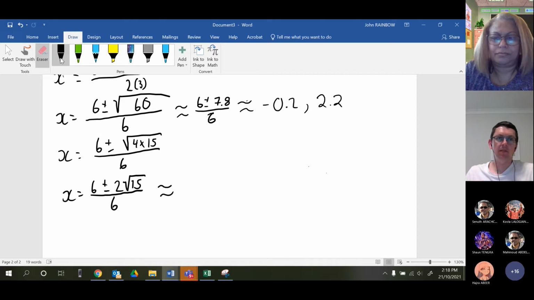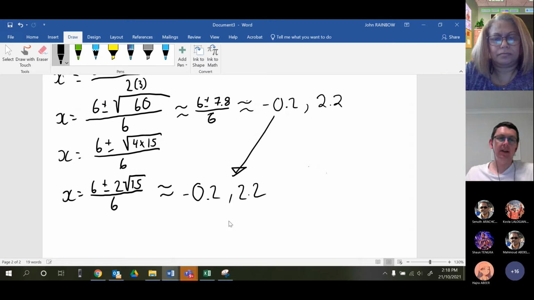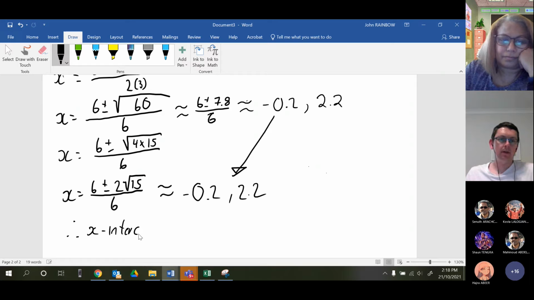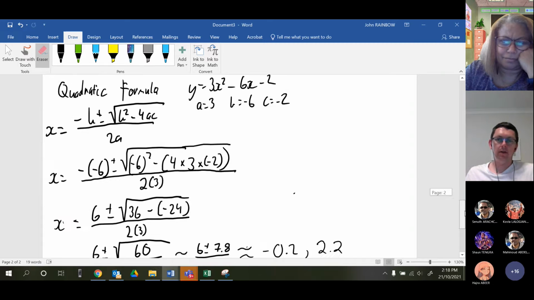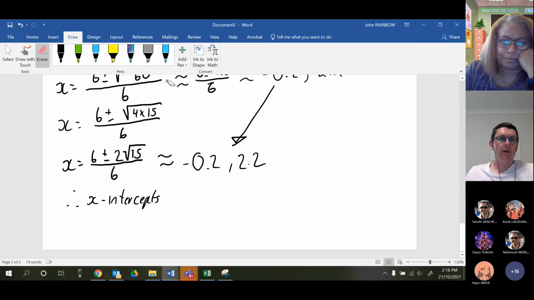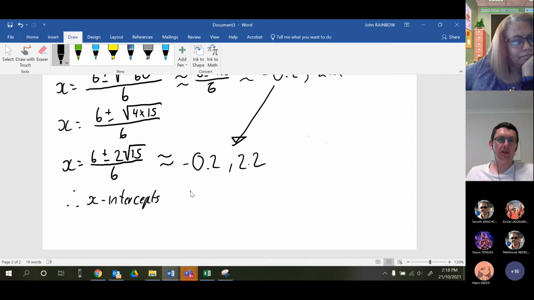So I know that that is approximately, from this step, negative 0.2 and 2.2, okay? But that's my x-coordinates. Therefore, x-intercepts are at 0. Sorry, not 0. Are at, if you think about it, if you've got a number and you minus it away, that's always going to be the lower first one. So that would be 6 minus 2 root 15 on 6.